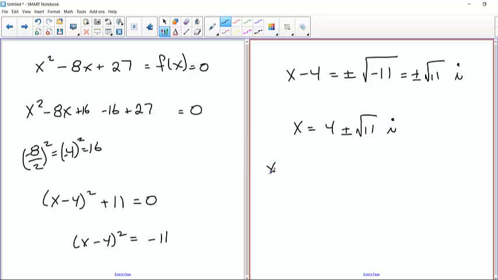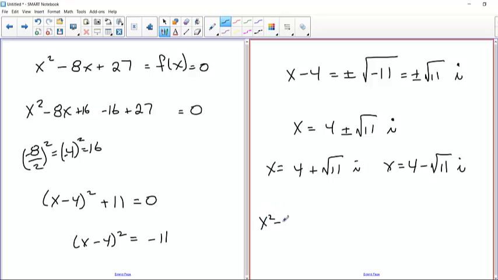So we have two solutions, 4 plus the square root of 11i and 4 minus the square root of 11i. So those are my two zeros. If I plug either one of these into the original equation, I'll get 0. The imaginary parts will cancel each other out. All the real parts will cancel out. You'll have 0 plus 0i left if you do either one of these.